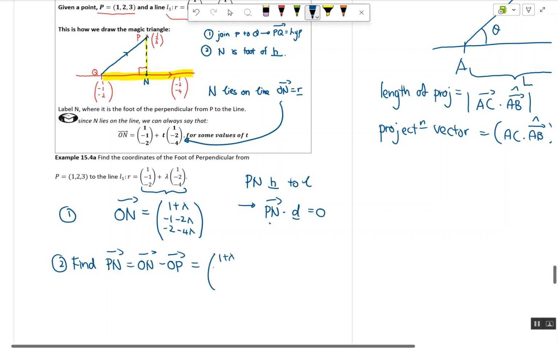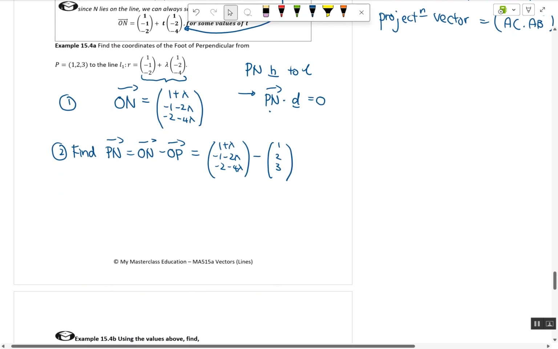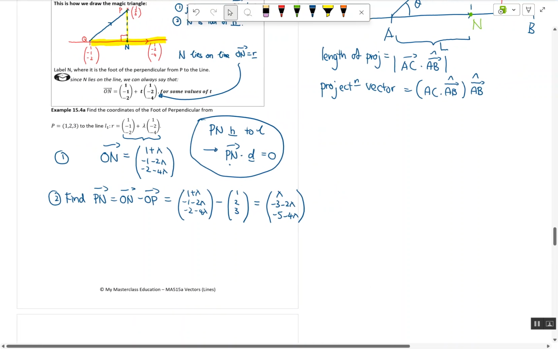1 plus lambda minus 1 minus 2 lambda minus 2 minus 4 lambda. OP is 1, 2, 3. Okay, so I'm going to get lambda minus 3, minus 2 lambda, minus 5 minus 4 lambda. So this is equals to Pn. Remember, the important concept is this: Pn is perpendicular to the line. So step 3 is Pn dot d must give you equals to 0.